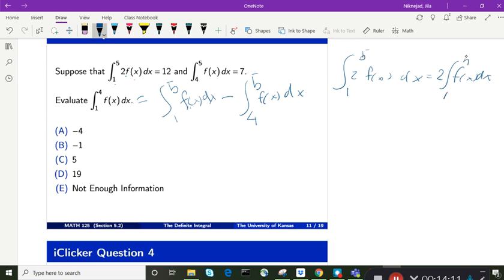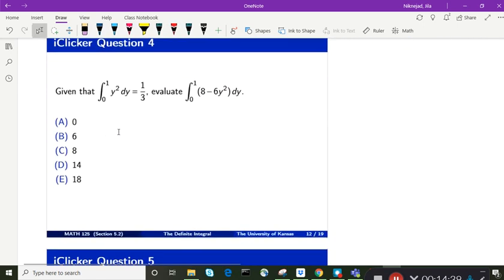1 to 5 and 1 to 5, and that would be equal to 12. So integral from 1 to 5 of f of x dx is equal to 6. And over here I see that 1 to 5 is equal to 6, and over here it's equal to 7. So 6 minus 7, and negative 1 is the answer.